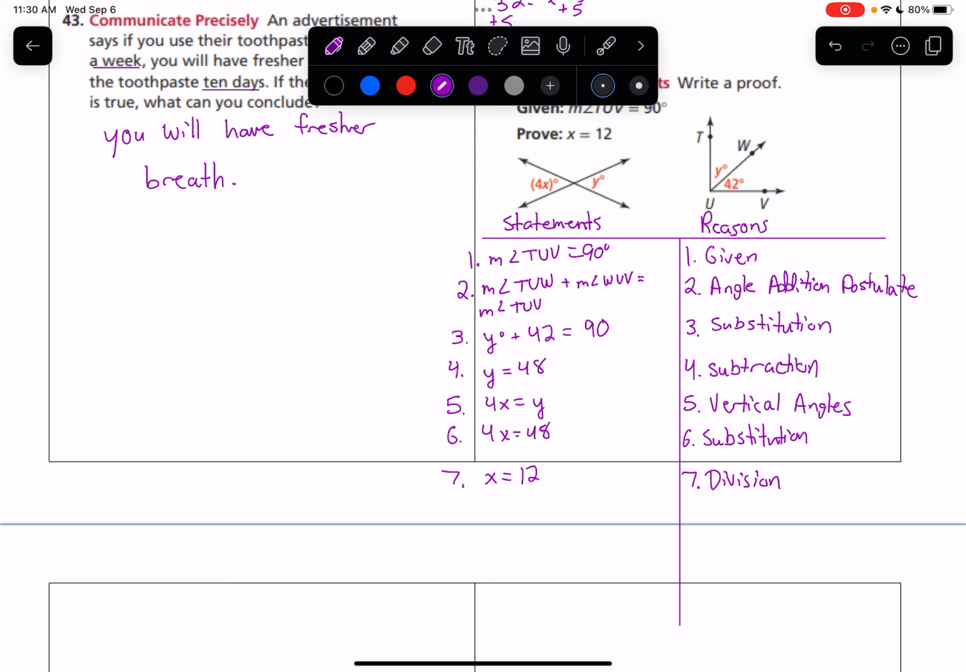All right, and that is all there is to that proof. And again, yours might be different. That is okay, as long as you check with me and make sure that it works.